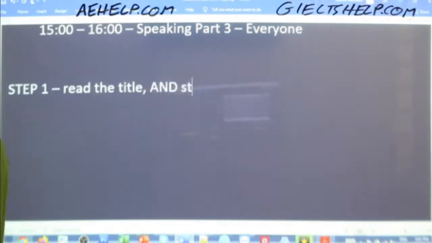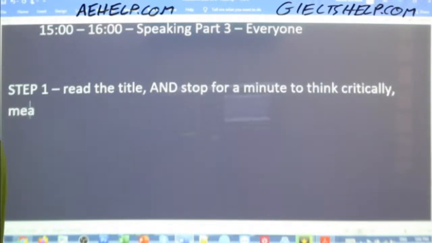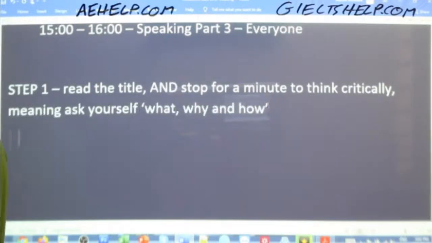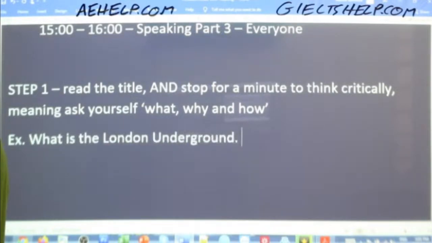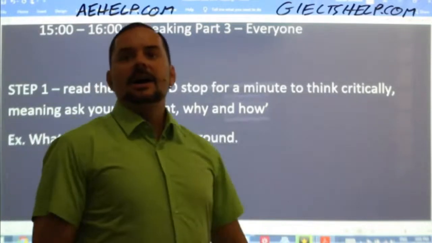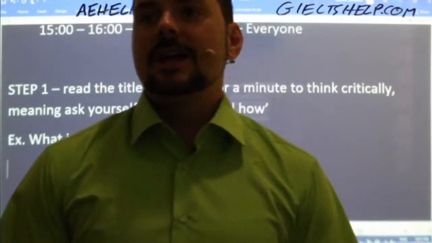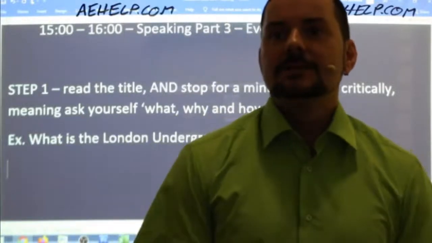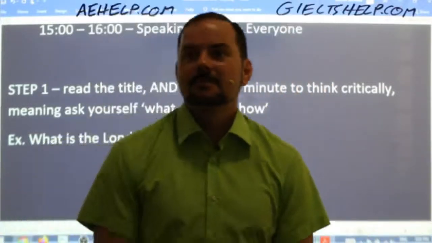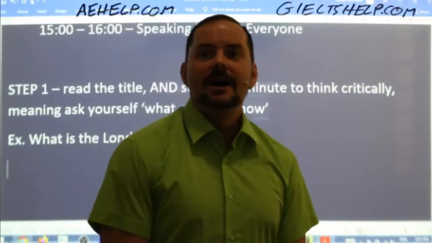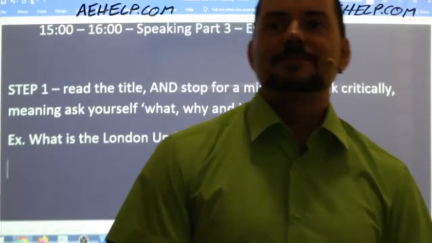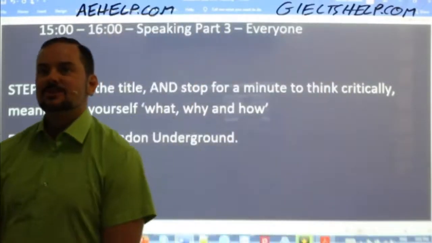And stop for a minute to think critically. Meaning, ask yourself what, why, and how. So, for example, what is the London Underground? Okay. And Sudi says it's a tube. Okay, it's a metro station. But what is it? Priya says it's a train. Okay, it's the subway of London. It's a transportation system to move from one place to another.